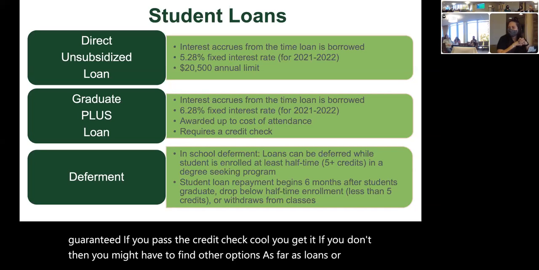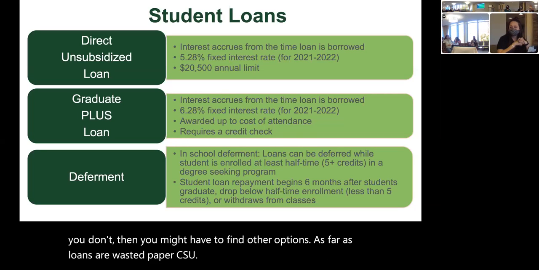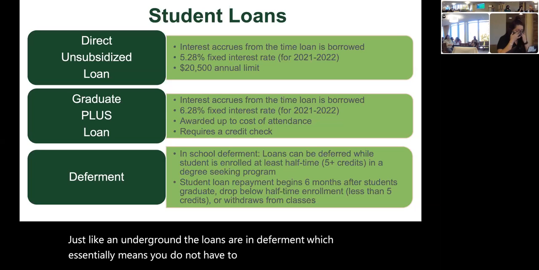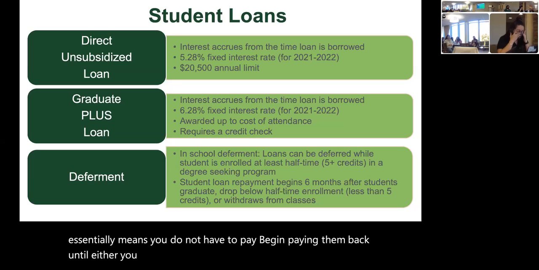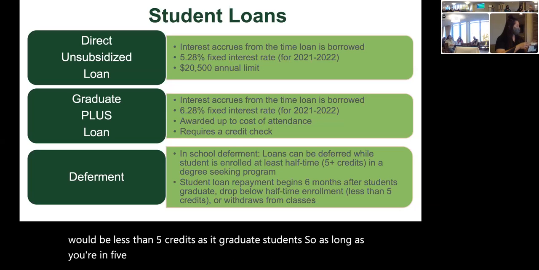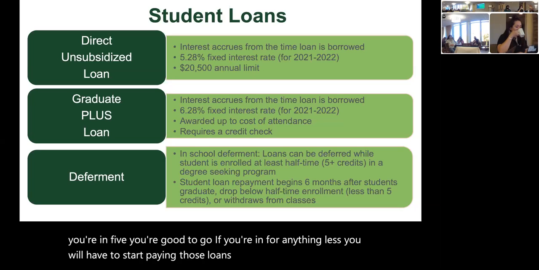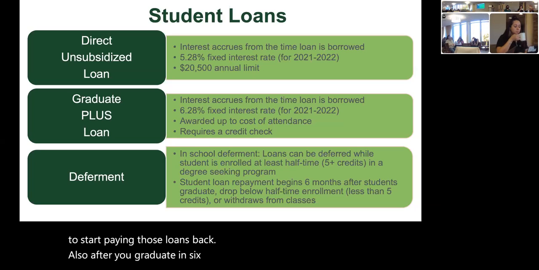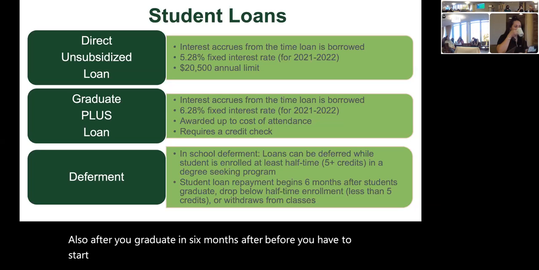Just like an undergrad, the loans are in deferment, which essentially means you do not have to begin paying them back until either you graduate or fall below half-time credits, which should be less than 5 credits as a graduate student. So as long as you're in 5, you're good to go. If you're in 4 or anything less, you will have to start paying those loans back. Also, after you graduate, it is 6 months before you have to start paying them back. So keep that in mind that you do have this grace period to find a job.